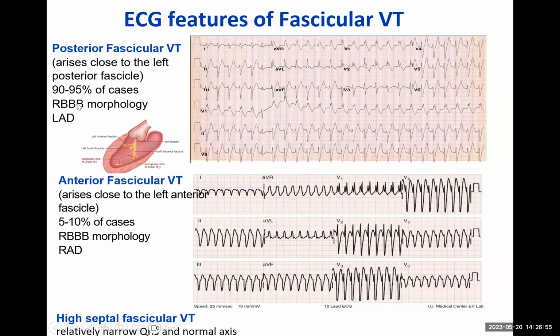90-95% of the time. So they have right bundle branch block and left axis, because if the activity is coming from here up, we will have it positive in lead 1, negative in inferior leads, i.e. left axis deviation. Anterior fascicle is less common, 5 to 10% of the cases. They have right bundle branch block morphology, but they have right axis deviation. A rare variant is the high septal fascicular VT. And in high fascicular VT, the QRS complex is narrow and the axis is normal.